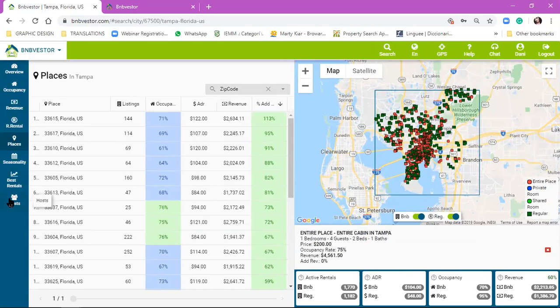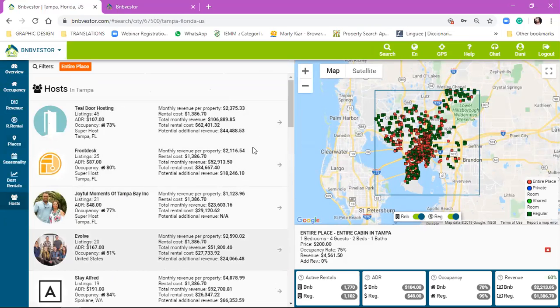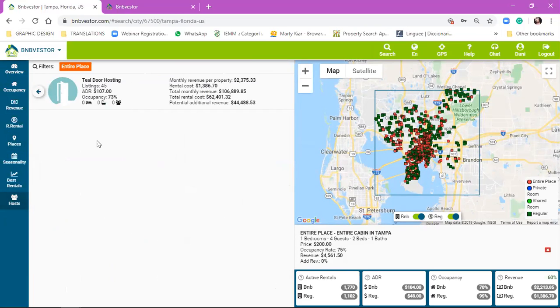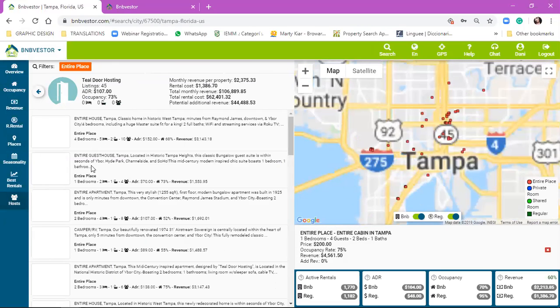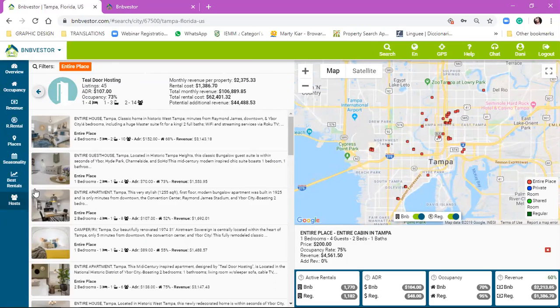But you can also take a look at their hosts in this area of the best properties. I'm going really fast through these other tabs because in our previous webinar, we did touch on these in detail, okay? So by host, you can see all of these properties distributed with their host. For example, Teal Door Hosting has 45 listings in this area. So you can see their different listings. If you click on it, you will see as well where they are located, okay?